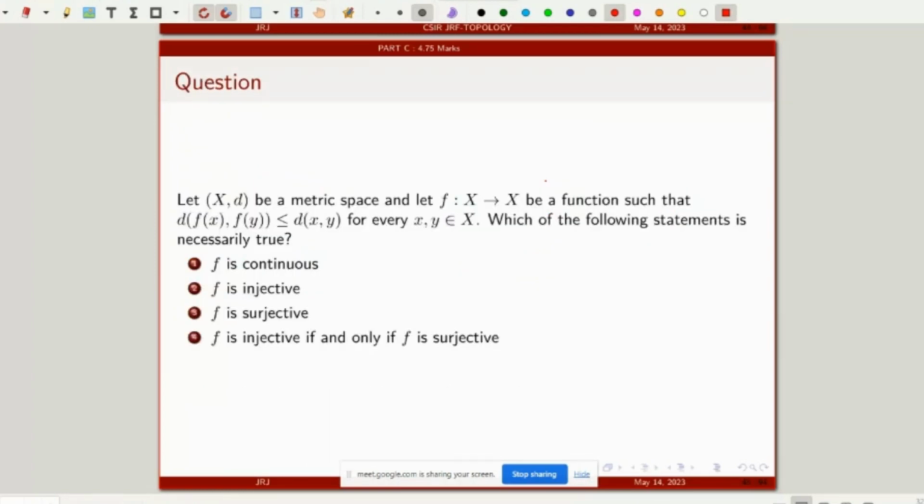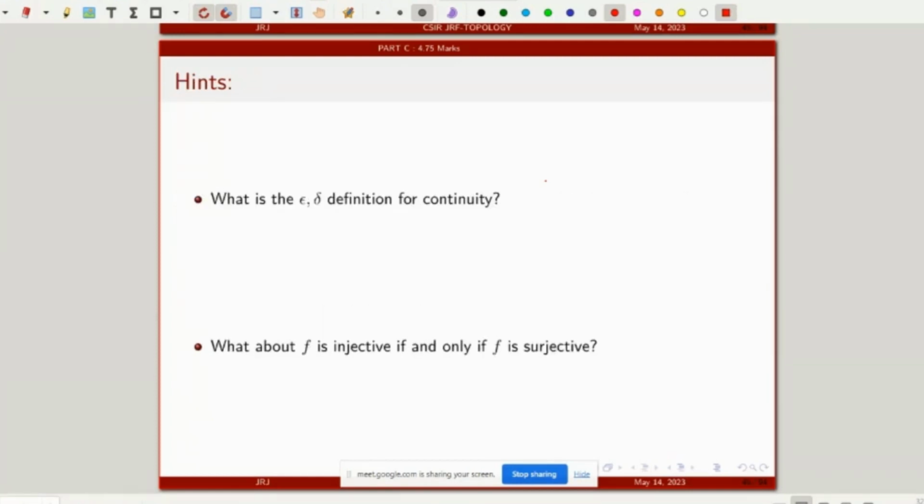Let (X, d) be a metric space and let f from X to X be a function such that the distance between f(x) and f(y) is less than or equal to... This you can try yourself actually. I will move to the next question, because if we have time, we will come back to this question.